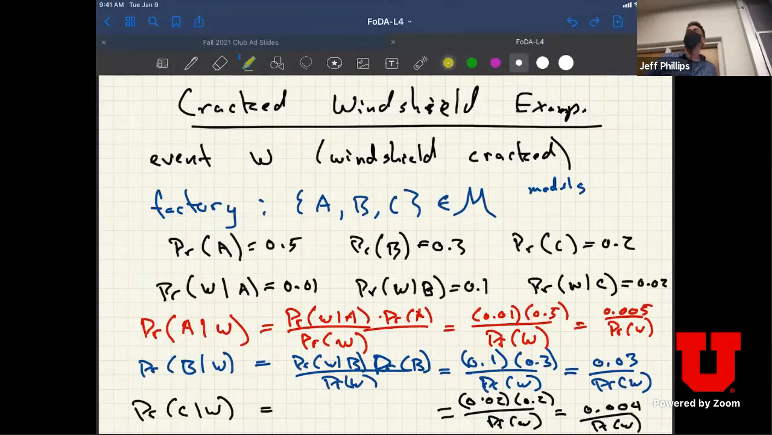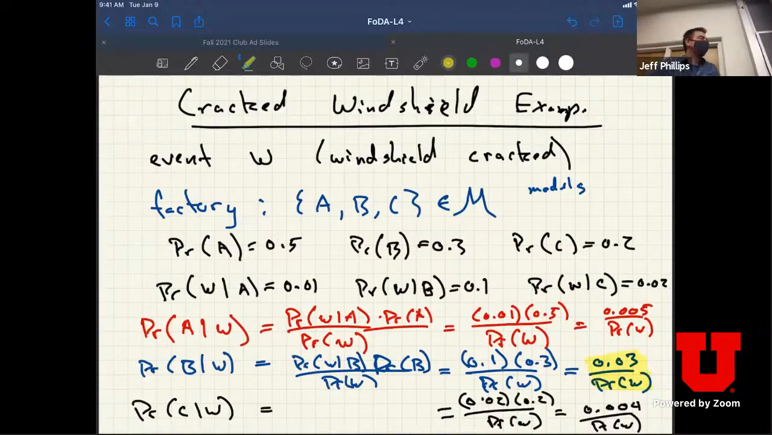Yeah, they all have the same denominator. That's right, so I can kind of ignore it, right? To find the one that's most likely, I just need to look at the numerator, and they're all divided by the same denominator here. So the most likely one is going to be factory B. That's almost 10 times as likely as the other factors. So this is much more likely.